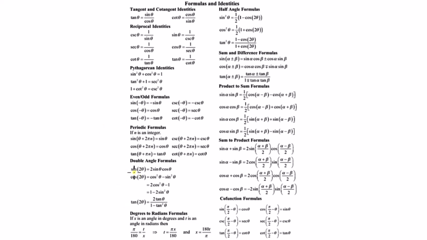As you can see, they're called the double angle identities because it's the sine of 2 times an angle, the cosine of 2 times an angle, the tangent of 2 times an angle. That's what double angle means in this context. You're taking a trig function of 2 times an angle.